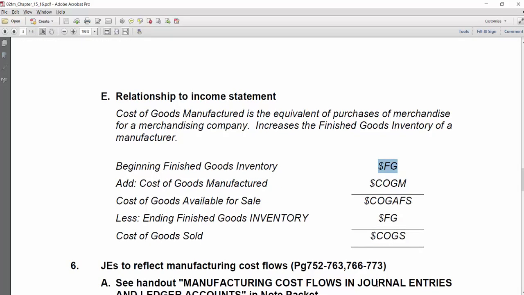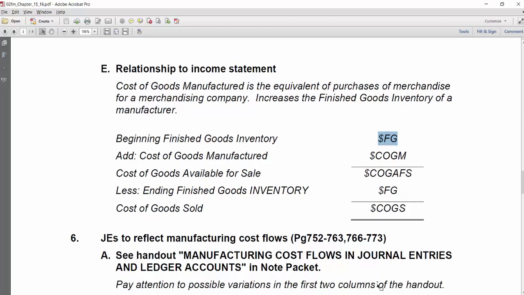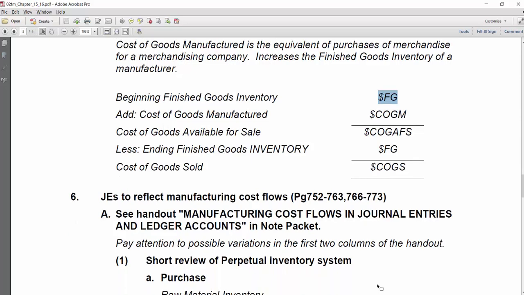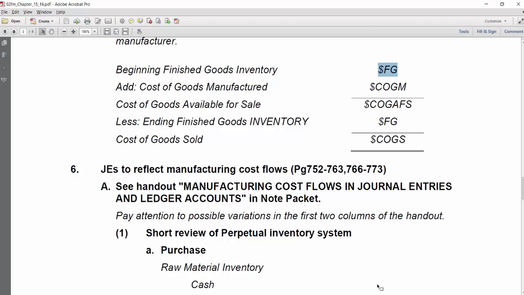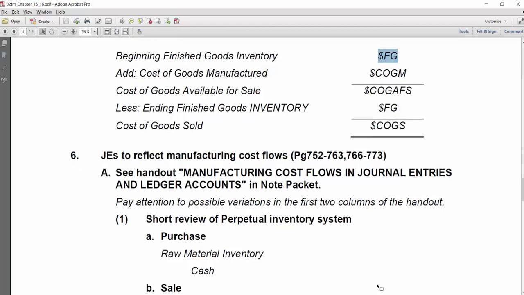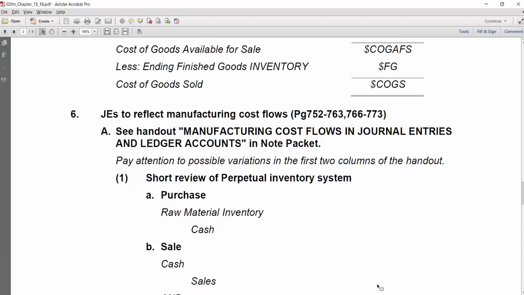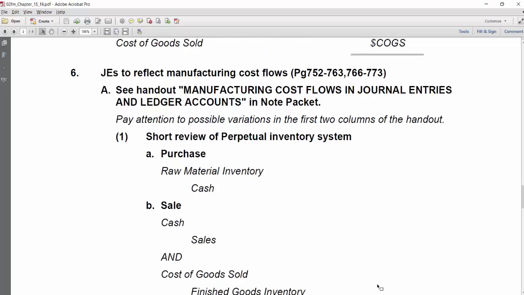Now, how do you do the accounting for all this? Well, there's a substantial number of new journal entries that you need to use in order to show how manufacturing costs go. There are possible variations within the first two columns of it, but we're going to look at a more condensed, simplified version. Here's a quick review of a perpetual inventory system. When we purchase merchandise, we debit raw materials inventory and credit cash, for example, or accounts payable. If we sell our finished product, then we debit cash or accounts receivable, credit sales revenue, and we also debit cost of goods sold and credit finished goods inventory.